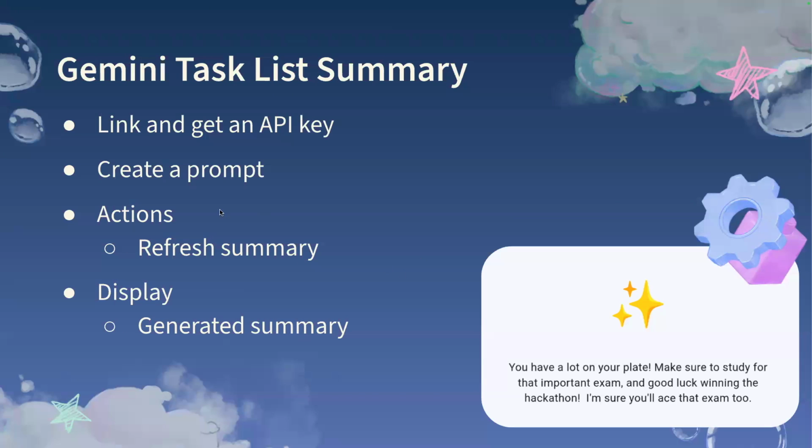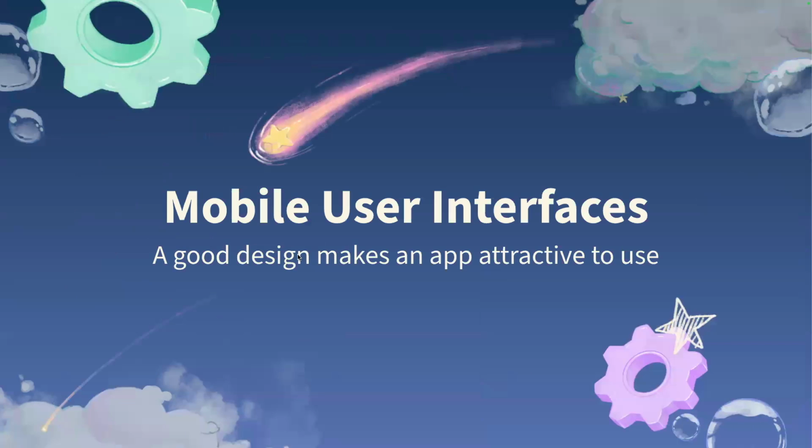Cool. So we added a prompt, added our API key, and we're able to generate a summary of the to-do list. All right. So just to wrap up the workshop, let's talk a bit about mobile user interfaces. So a good design makes an app attractive to use, which is pretty important because we want people to use our app.